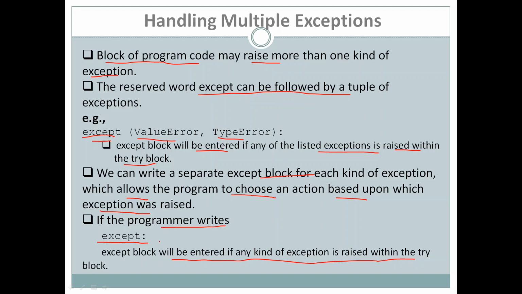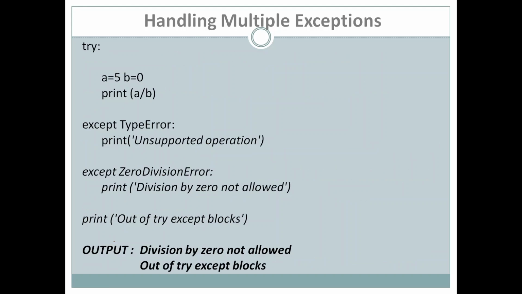Like in Java, we use the Exception class, which simply handles all types of exceptions in Java. In a similar way, simply declaring except with a colon will handle all the types of exceptions in Python. Okay, let us look at one example program which handles multiple exceptions. In this program, we have used a separate except block to handle each type of exception.